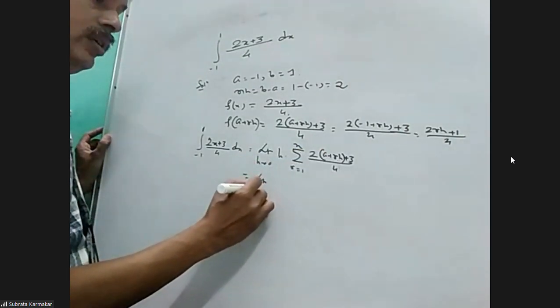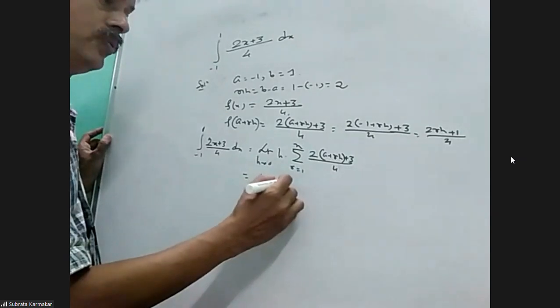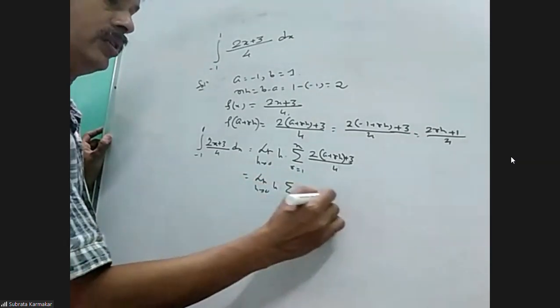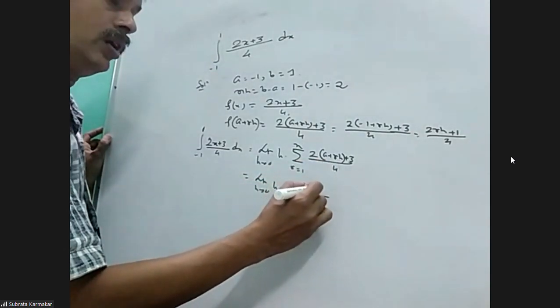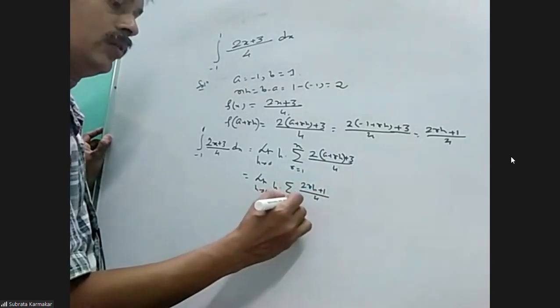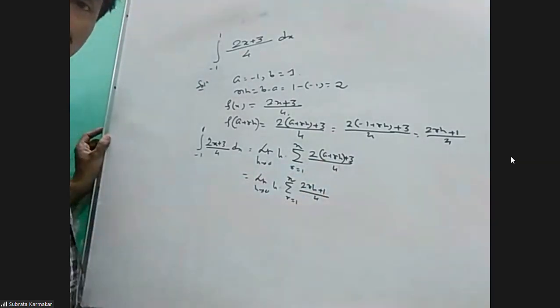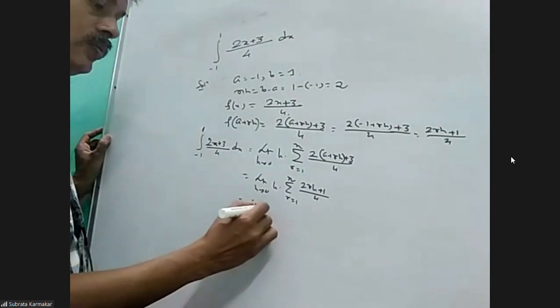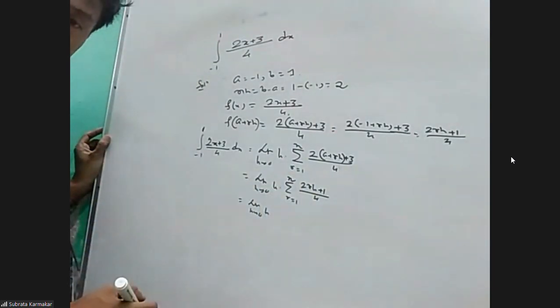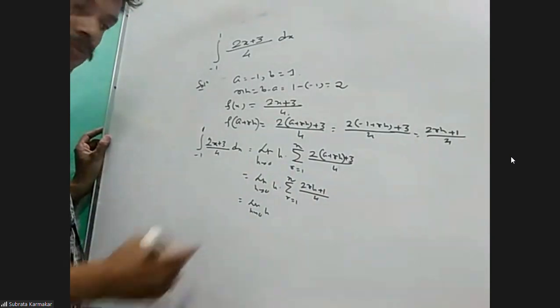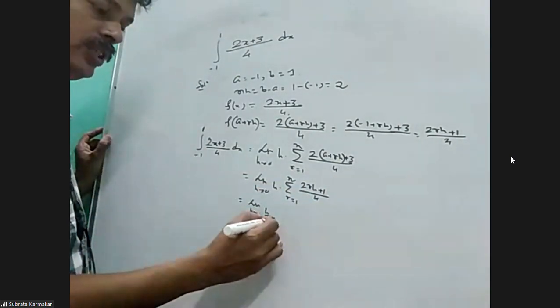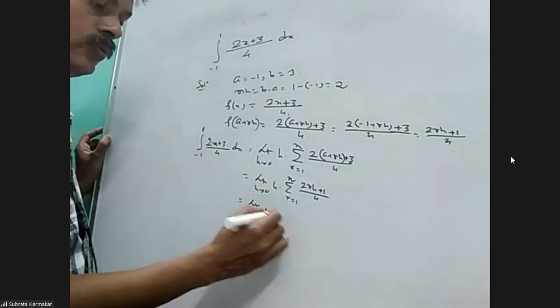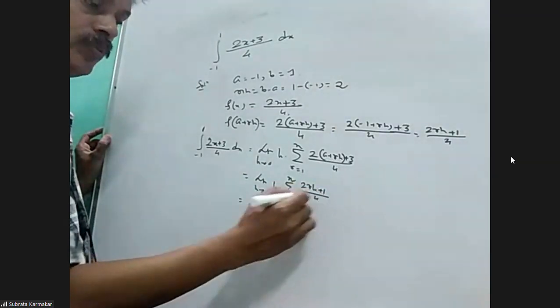So this is equivalent. Next line, limit h tends to 0, h into summation of 2rh plus 1 by 4, r from 1 to n. So limit h tends to 0, h into, now you put the value 1. The 4 is a constant, you can take it out, h by 4. So it will remain 2rh plus 1.